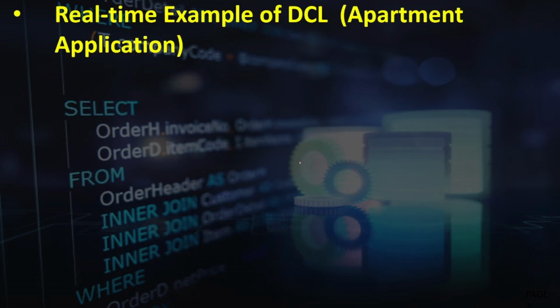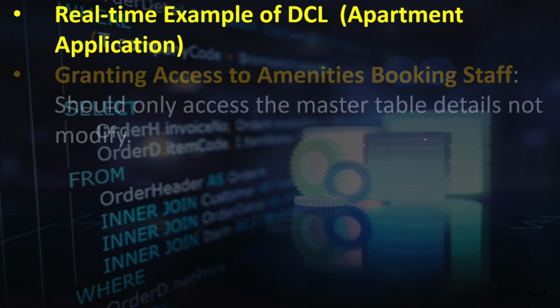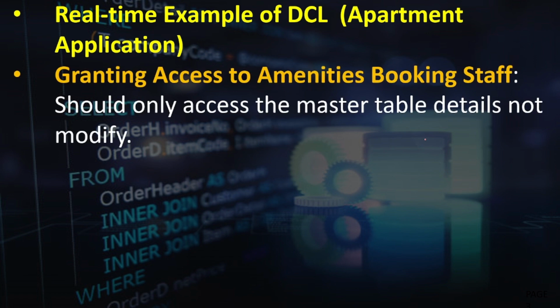We'll take another example, an example of an apartment application. We have been doing a case study since the beginning of the episode series, a real-time example of an apartment, and we have introduced almost 7 tables as of now. You can refer to our previous episodes for those tables. This apartment application does lots of things. The number one thing is amenities booking. We have many amenities in the apartment, like the clubhouse, and somebody wants to book the clubhouse or party hall. So there is a person who is responsible for doing this.